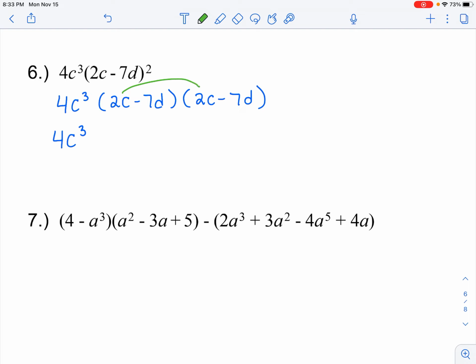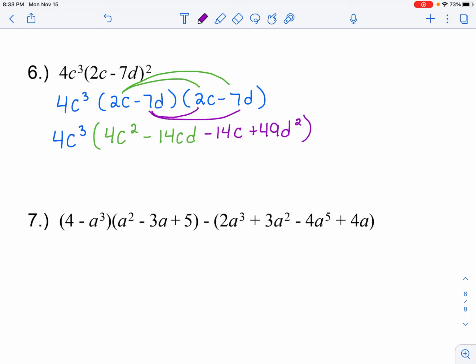And I'm going to multiply this out to start. All right. 2c times 2c is going to be 4c squared. 2c times negative 7d is negative 14cd. And then I'm also going to do the negative 7d gets distributed. Negative 7d times 2c is another negative 14cd. Negative 7d times negative 7d is a positive 49. d times d is d squared.